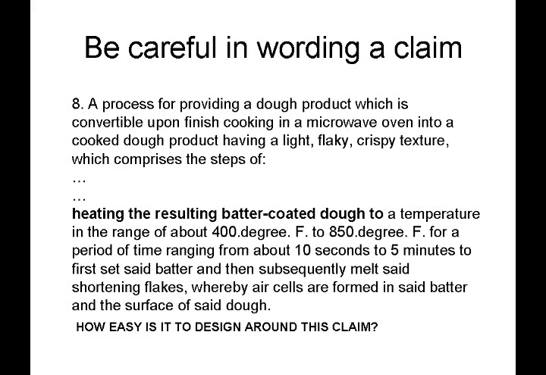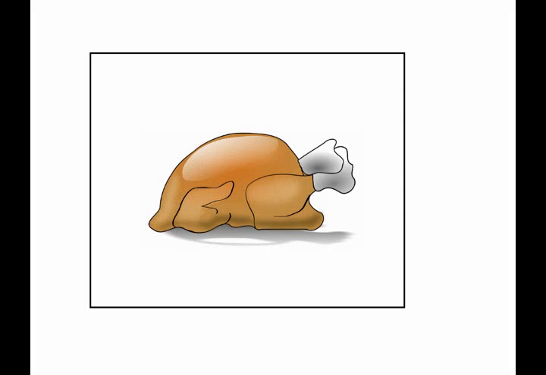So, let's think about this for a second. Heating the batter-coated dough to a temperature in the range of 400 degrees to 850 degrees. Now let's think about cooking a turkey. Here's a turkey in an oven. Now, when you're explaining to a friend perhaps how to cook a turkey, you might say, set the oven to 400 degrees Fahrenheit, and the turkey's done when it reaches a temperature of 170 degrees.